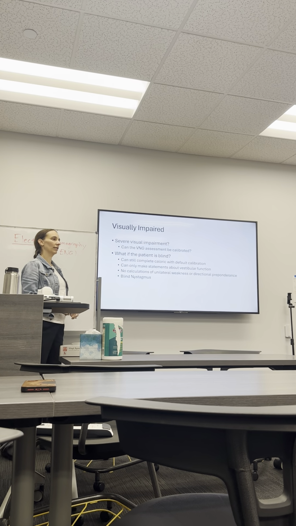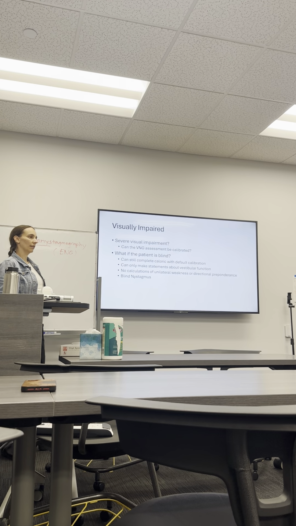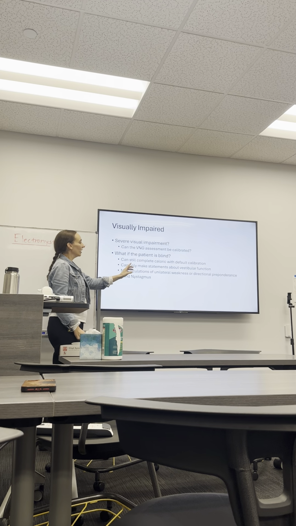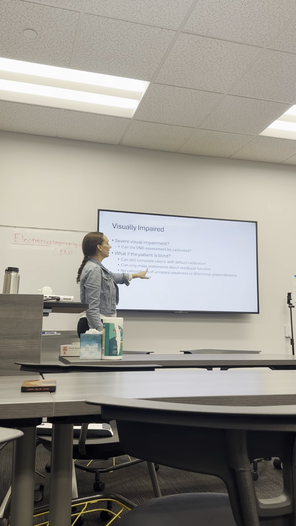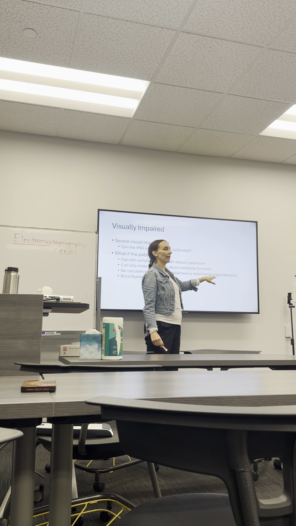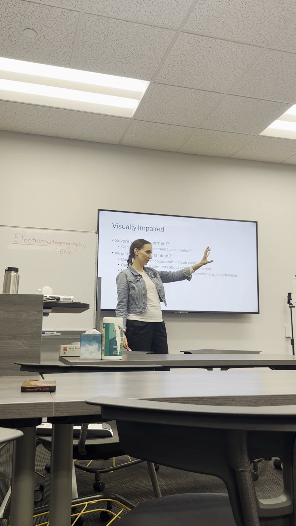Was the directional preponderance telling us which is the stronger neural side? The unilateral weakness is telling us the stronger neural side. The directional preponderance is telling us the nystagmus direction that is stronger. So am I seeing more right beating nystagmus or more left beating nystagmus?